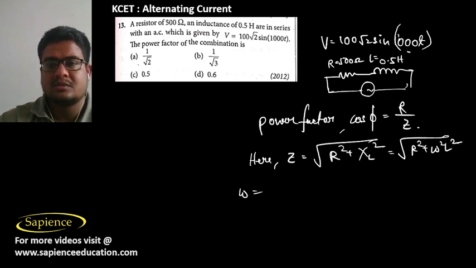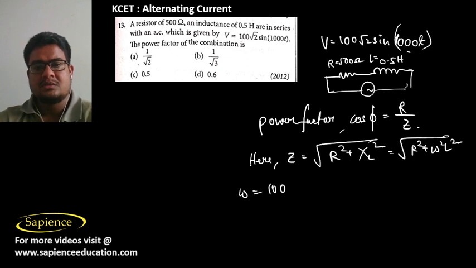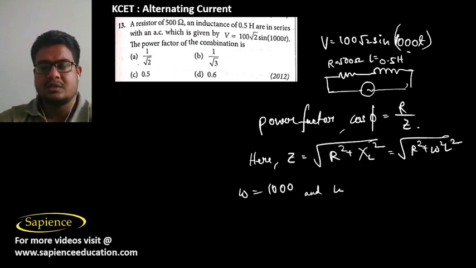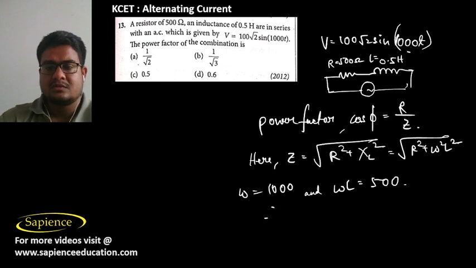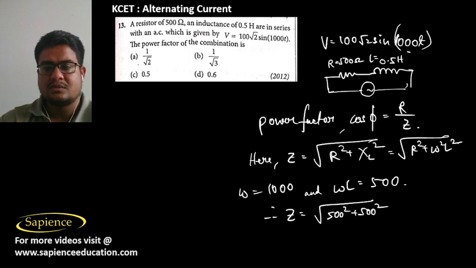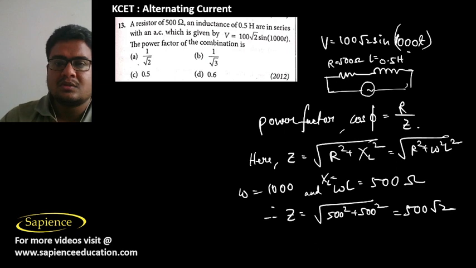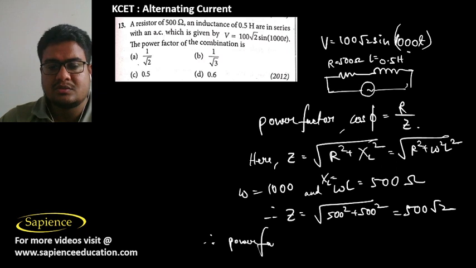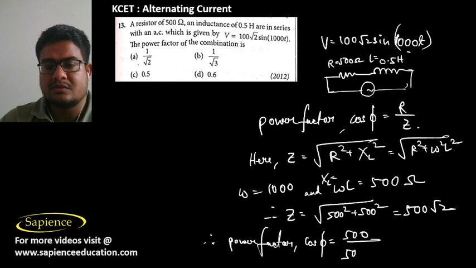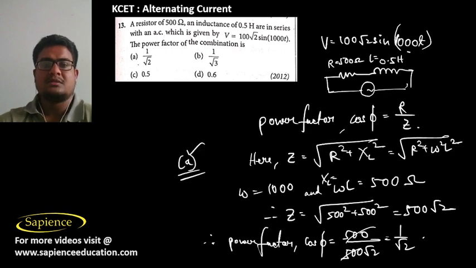Omega here is 1000 radian per second. Omega L will be equal to 500, so omega L is 500 ohm, which is XL, the inductive reactance. Therefore Z will be equal to the square root of 500 square plus 500 square, which is equal to 500 root 2. So the power factor of this combination is cos phi equal to R by Z. R is 500, Z is 500 root 2. That will be equal to 1 by root 2. Option A is the correct answer.